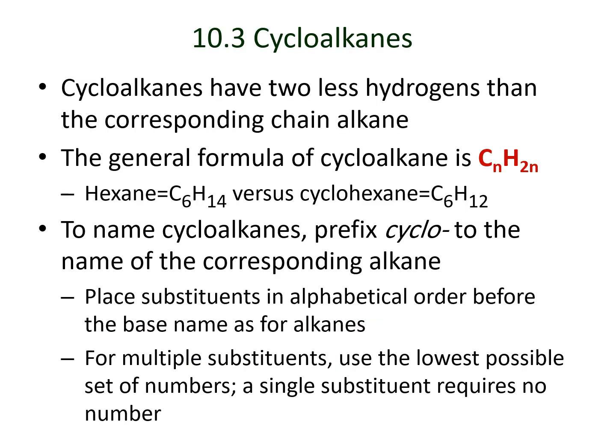Next up are cycloalkanes. So cycloalkanes have 2 fewer hydrogen atoms than the corresponding chain alkane. So their general formula will be CnH2n, which in alkanes was CnH2n+2. So if we have a 6 carbon alkane, which will be called hexane, it will have 6 carbons and 14 hydrogens. On the other hand, if we have the cyclohexane, it will have a C6H12 formula.